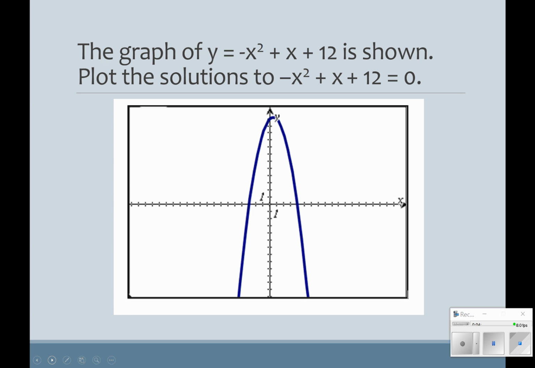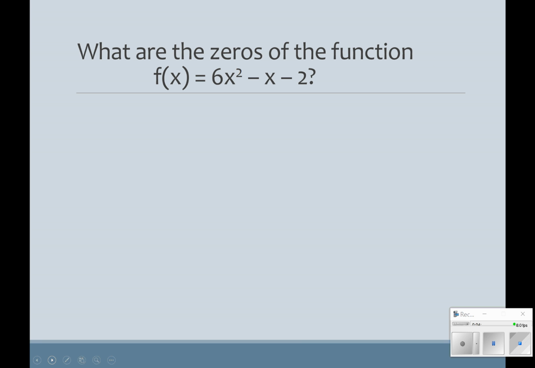Now we have the graph of y equals negative x squared plus x plus 12. We want to plot the solutions to negative x squared plus x plus 12. So remember, solutions are x-intercepts. So there are my solutions right there. So these are related. We're just putting 0 in for y, and those are your solutions. Remember on the SOL that you can't use the arrow or the pointer. You have to use the dot function to actually plot those. Otherwise, it'll look like you didn't answer your test.